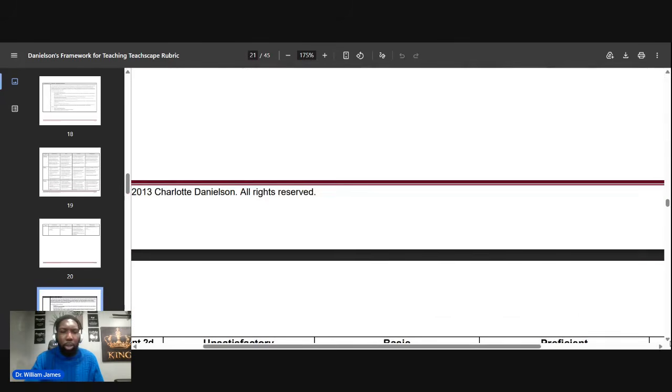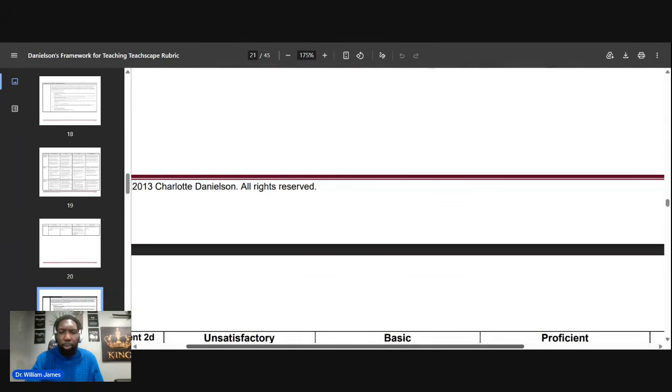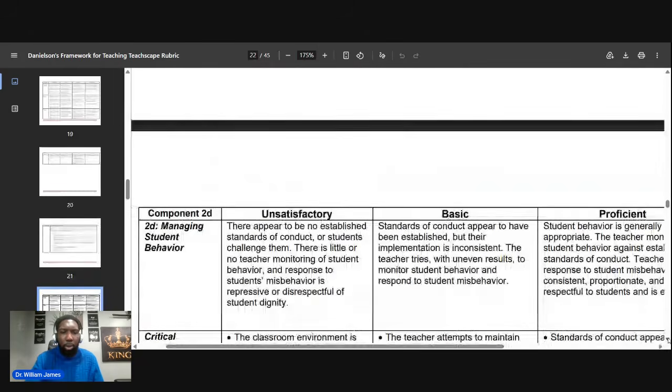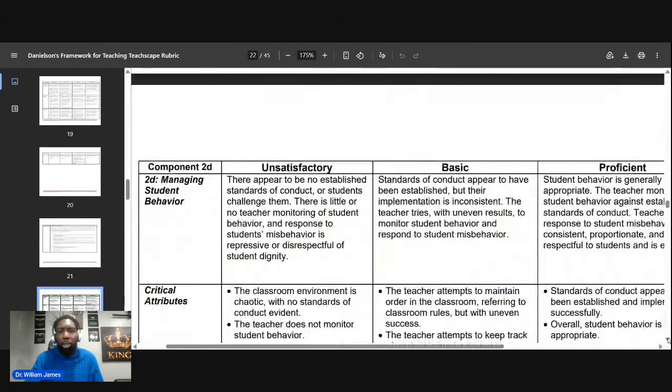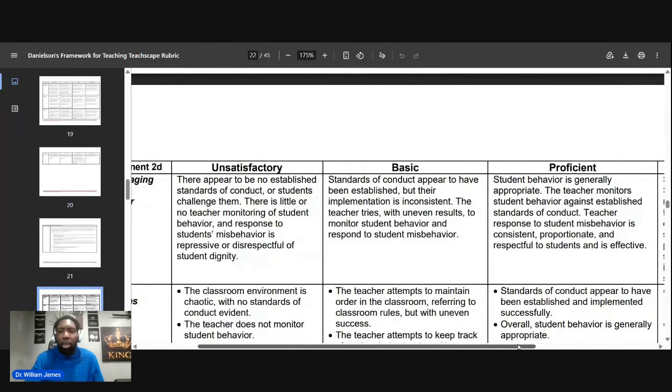Let's go down to the 3s. Managing student behavior. So this is all 2 is, remember we said classroom setup. Students' behavior is generally appropriate. The teacher monitors student behavior against established standards of conduct. Teacher response to student misbehavior is consistent, proportionate, and respectful to students, and is effective. Again, this is going to depend on the students, though.